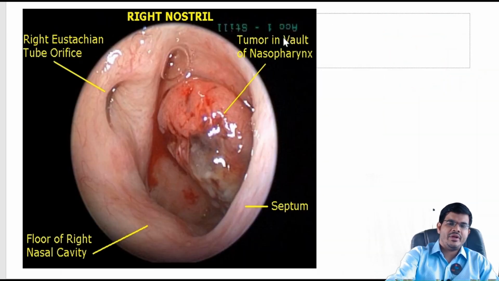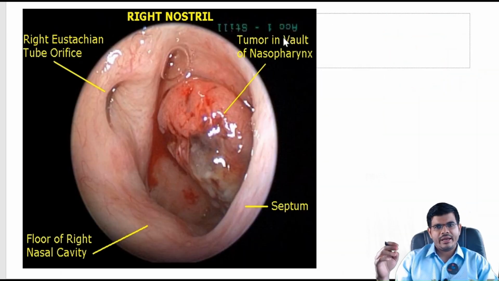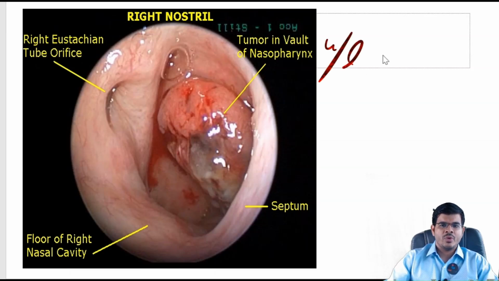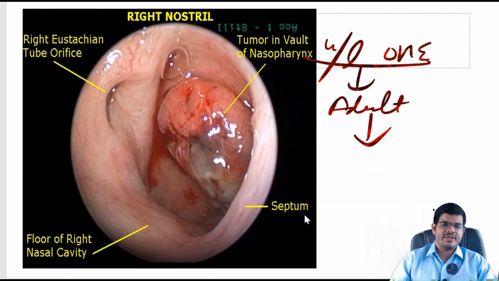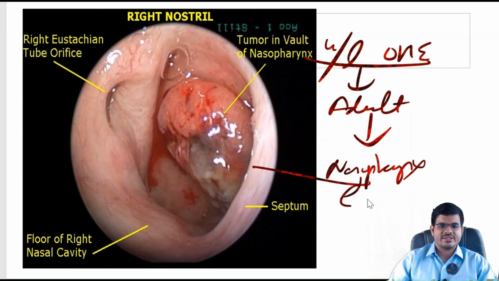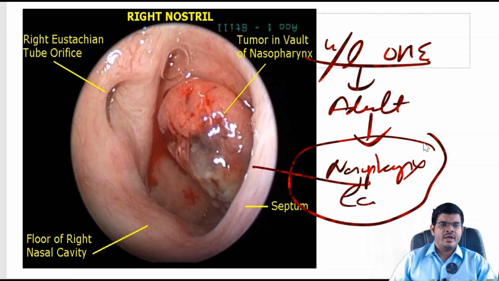Okay, when it is seen in an adult, it usually presents with a unilateral OME in adult, and when you see a case of unilateral otitis media with effusion in adult, you will have to immediately suspect a condition. What is that? It is nasopharyngeal malignancy. Okay, nasopharynx cancer has to be suspected.